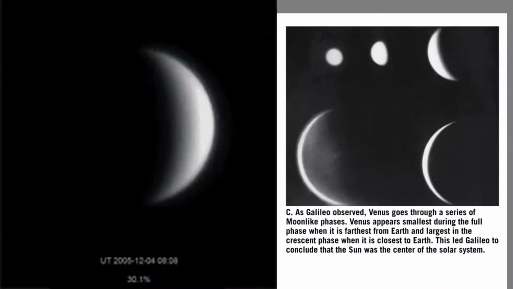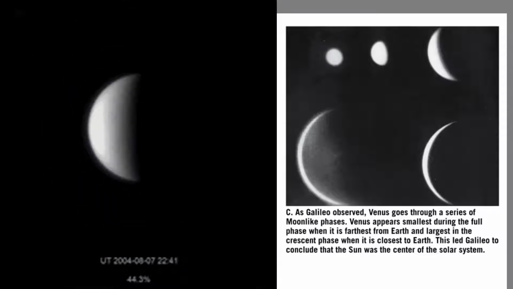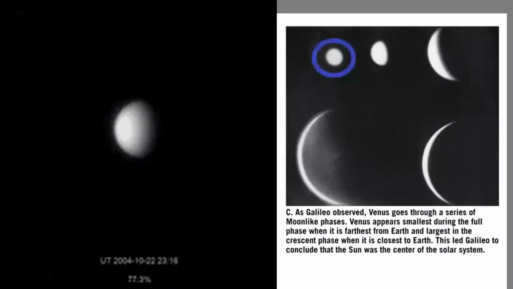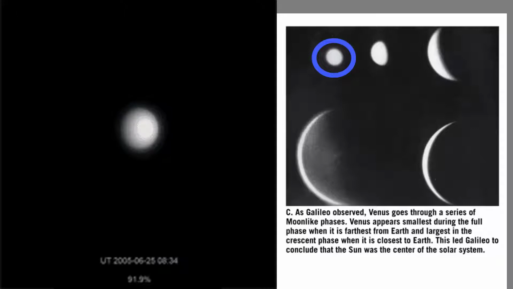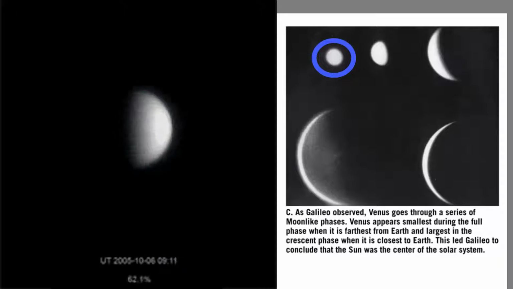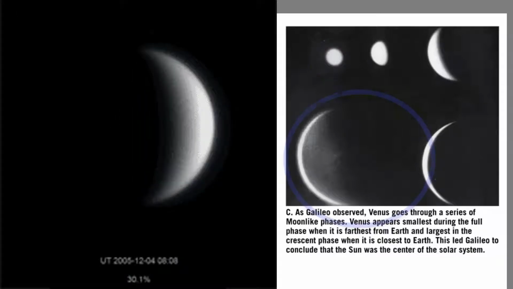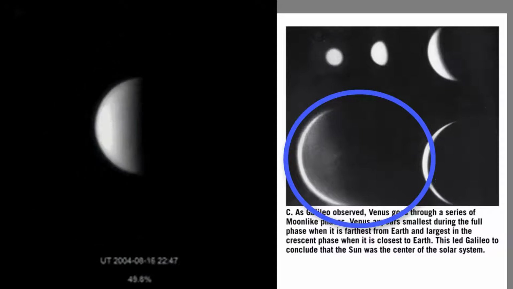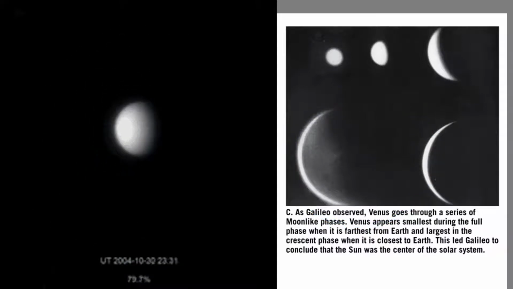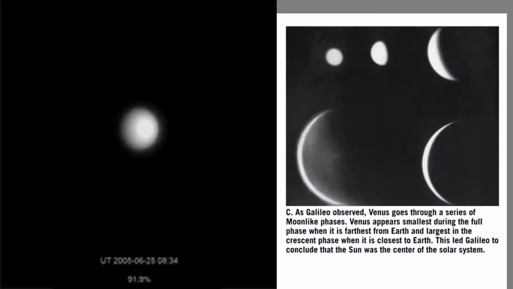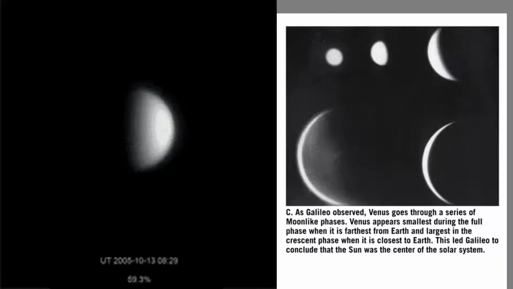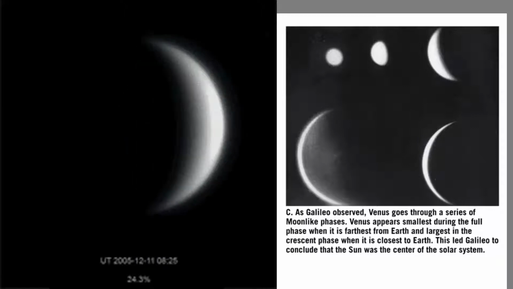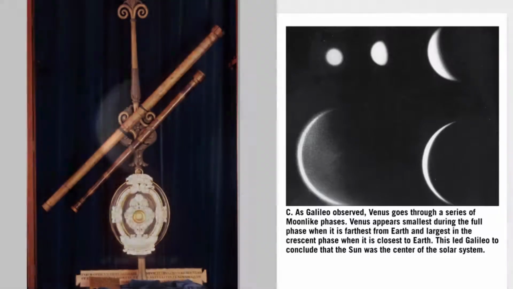As Galileo observed, Venus goes through a series of moon-like phases. During its full phase, Venus is furthest away from planet Earth, and that's why it looks smallest in the image you see here. But during Venus's crescent phase, it will look largest because it's closest to Earth. The point here is that both Earth and Venus orbit the Sun, and as Earth's position relative to Venus changes, we see Venus going through these particular phases.